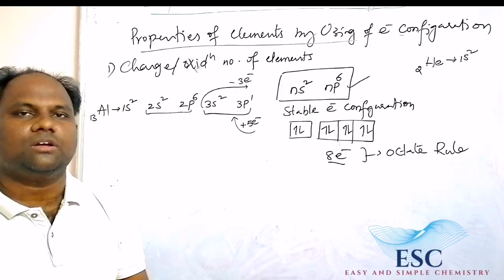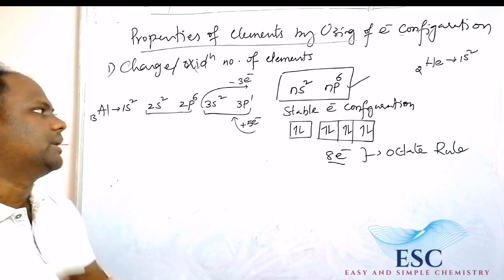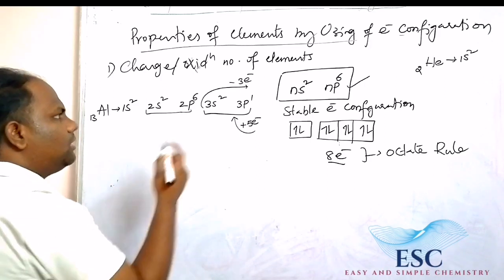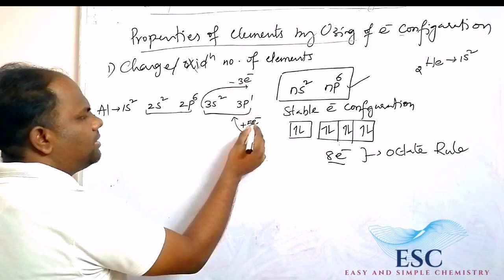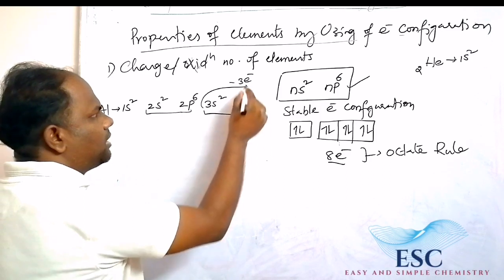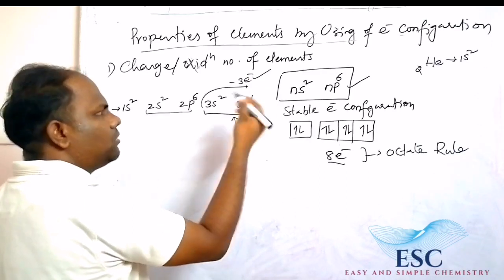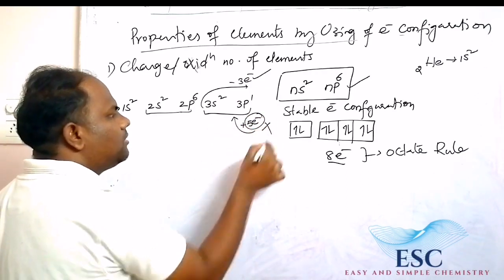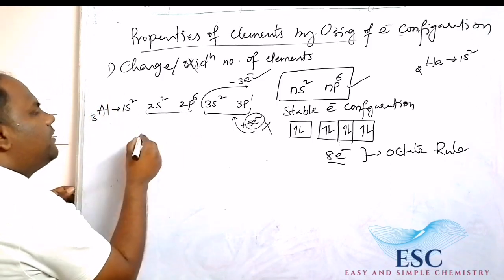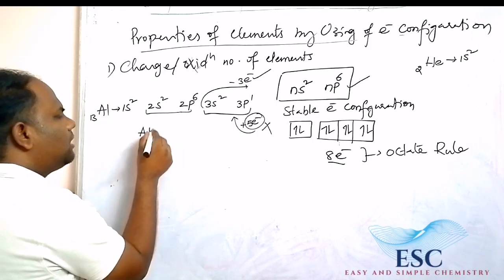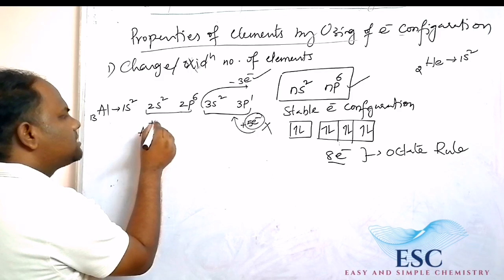Which condition is the favorable condition here? Okay, the condition with fewer electrons is always the favorable condition. Losing only 3 electrons, not 5 electrons. So when aluminium loses 3 electrons, aluminium shows +3.